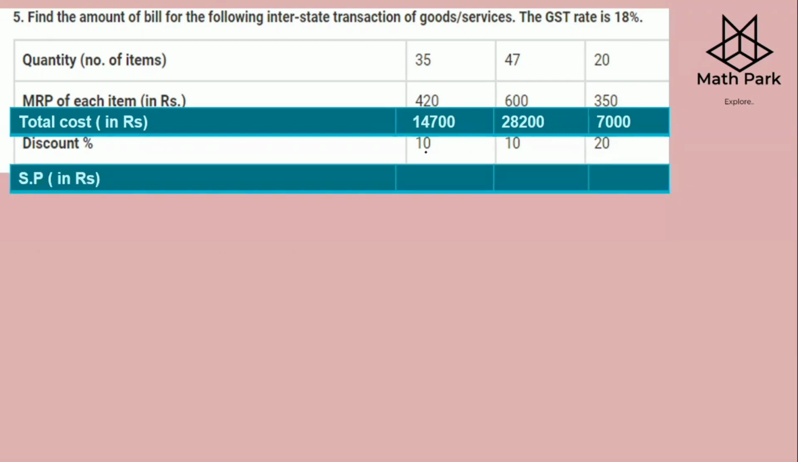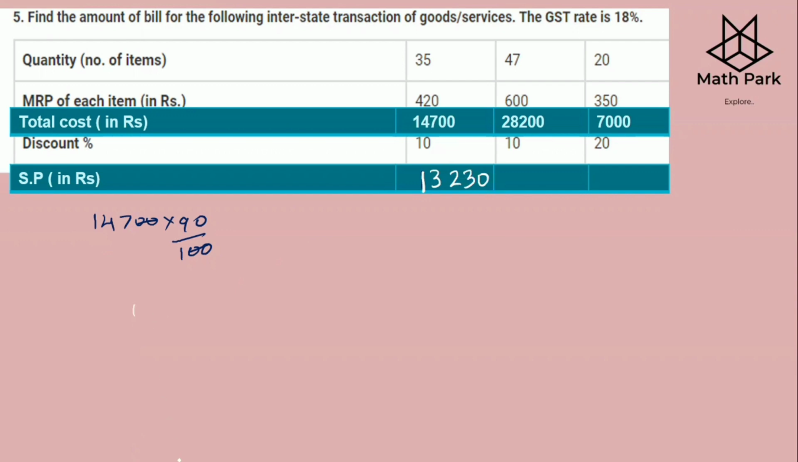Now for the selling price, since the discount is 10%, we are going to calculate 90%. So for 14,700 into 90%, that is 90 by 100, this we get as 147 multiplied by 90. We get this as 13,230. Okay.